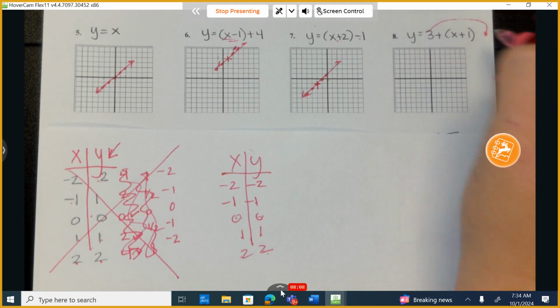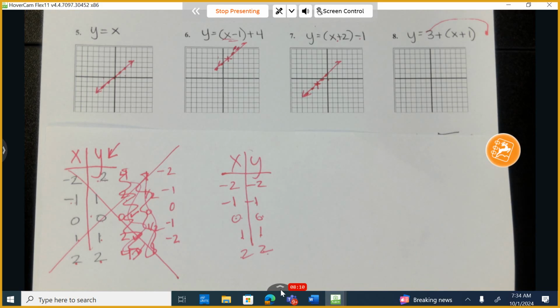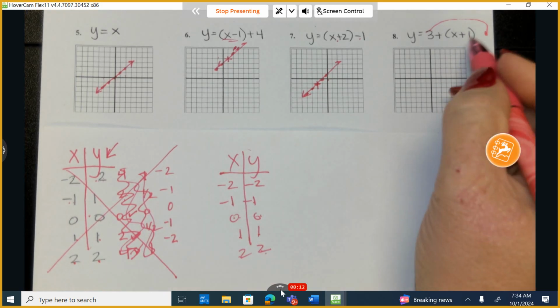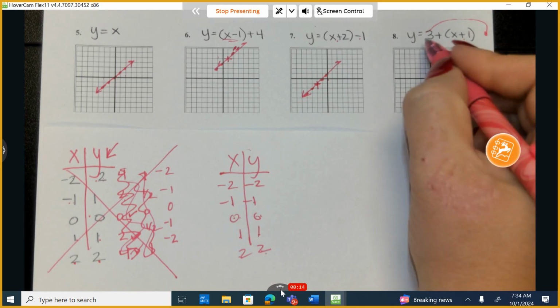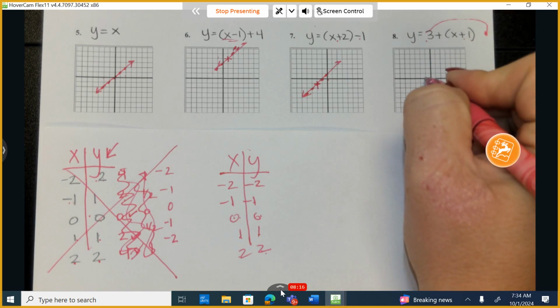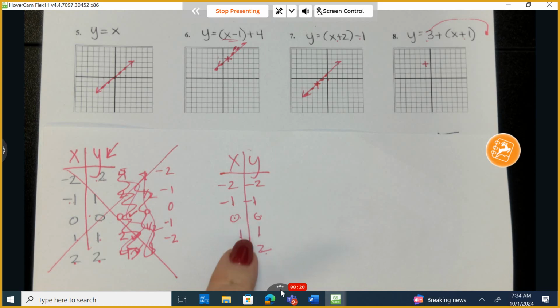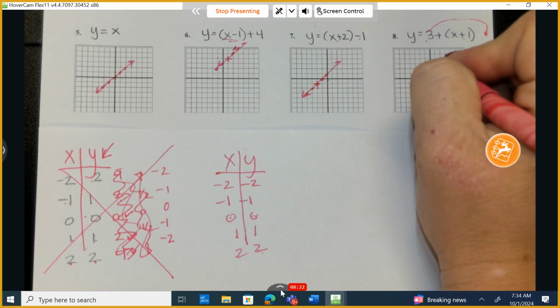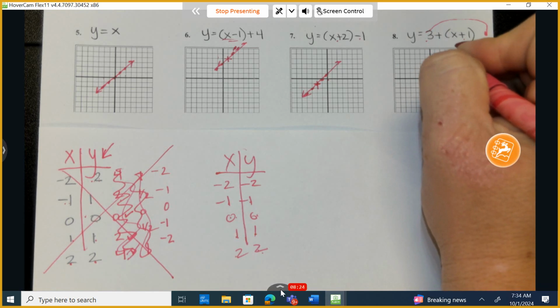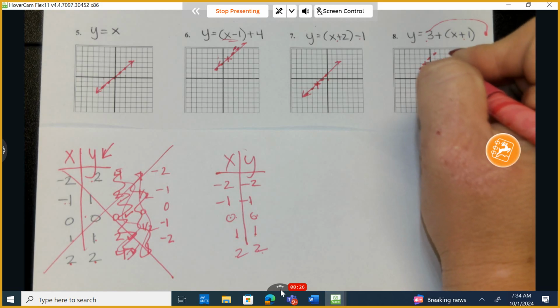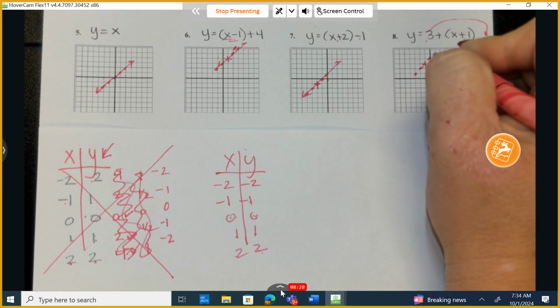Okay, now this throws us off. A lot of times we see it in back, but it can also be in front. No, it's not attached to the parentheses. So I'm going to go left 1 and up 3. Left 1 and up 3. And then I'm following the exact same pattern. This is my 0, 0. I'm going right 1, up 1. Right 2, up 2. Left 1, down 1. And left 2, down 2.